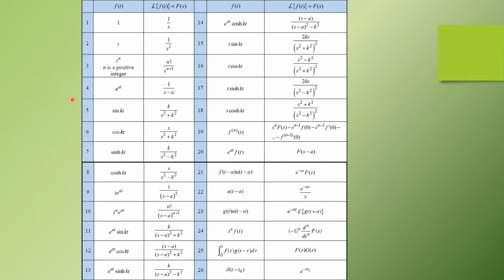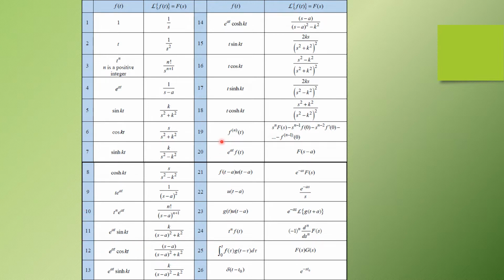This table of Laplace transforms contains an extensive list of formulas of the Laplace transforms of frequently encountered functions and the properties of Laplace transforms. We have already learned the Laplace transforms of the first 8 functions, and today we are going to look at another function given in this table, and that function is listed at row number 19.